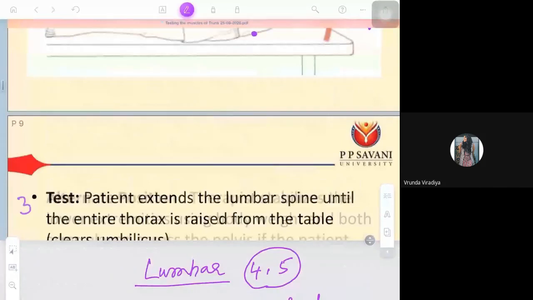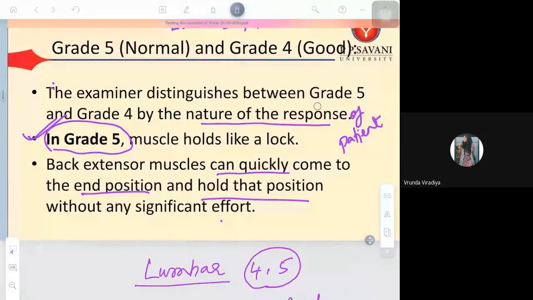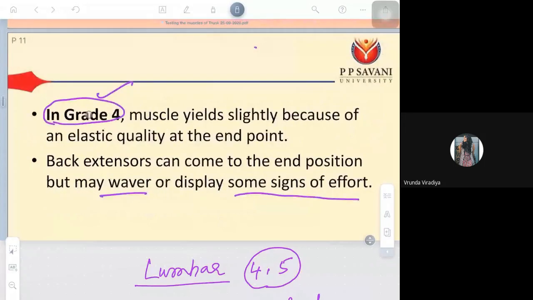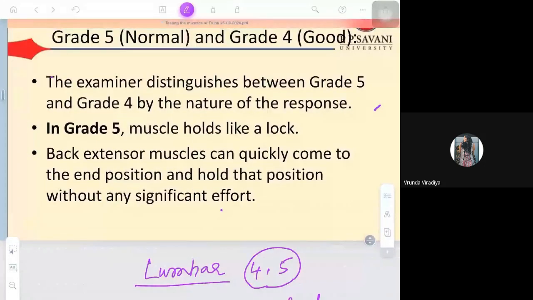Grade 5 is normal and grade 4 is good. Clear? What is grade 4? When you will tell the patient is having grade 4, when he cannot hold or he may require some effort to hold the position, then it is grade 4. If he can do it very quickly, and if he can hold the position without any significant effort, then you will grade muscle power 5.